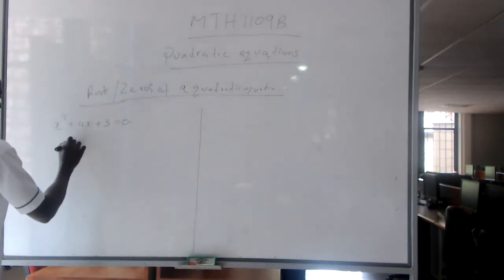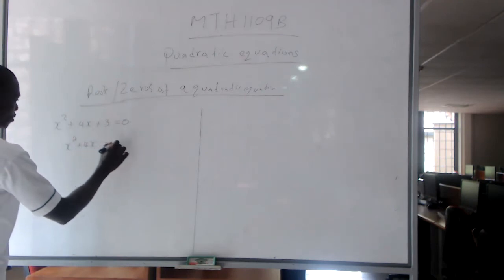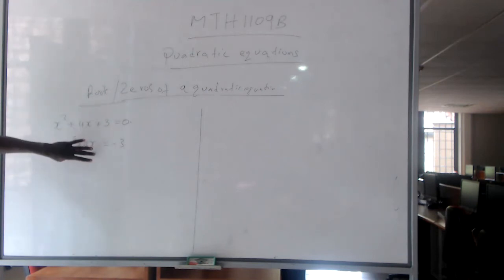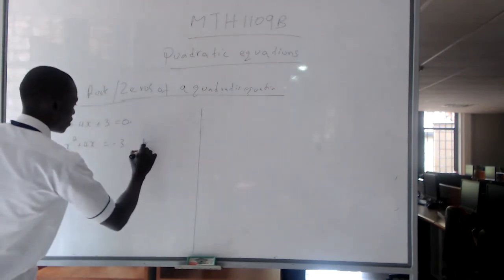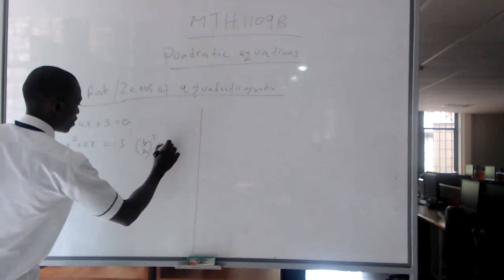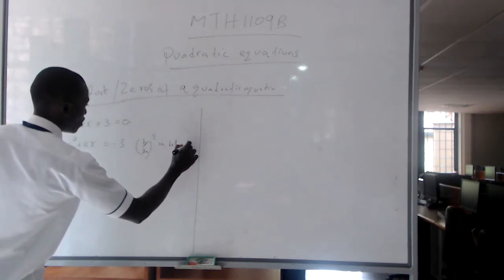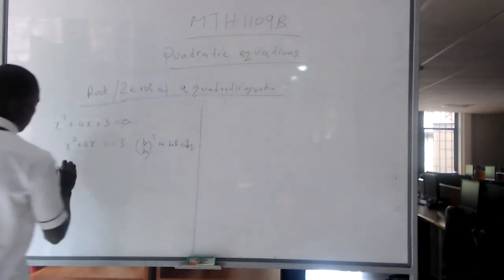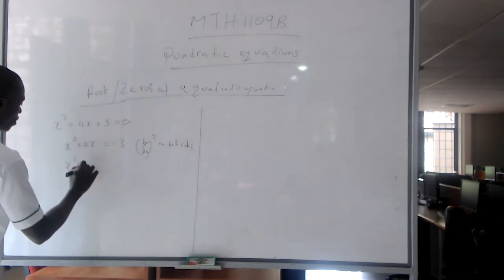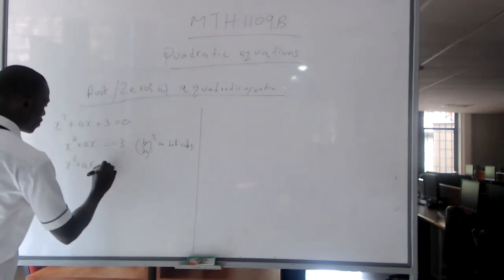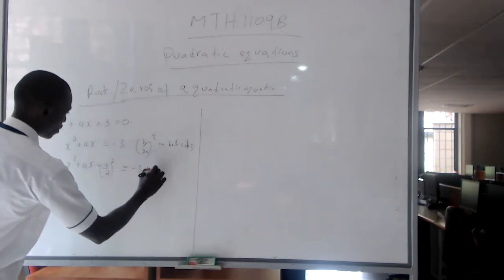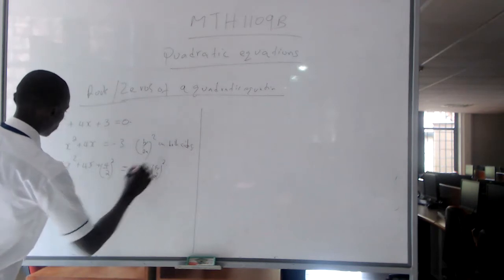So first of all, x squared plus 4x is equal to minus 3. I've subtracted 3 from both sides. Then I need to add on the left hand side half of this, so I need to add (b over 2a) squared on both sides. The reason we add on both sides is so that we don't change the meaning of the expression. So we'll have x squared plus 4x plus (4 divided by 2) squared, and I added this on both sides, so negative 3 plus (4 divided by 2) squared.